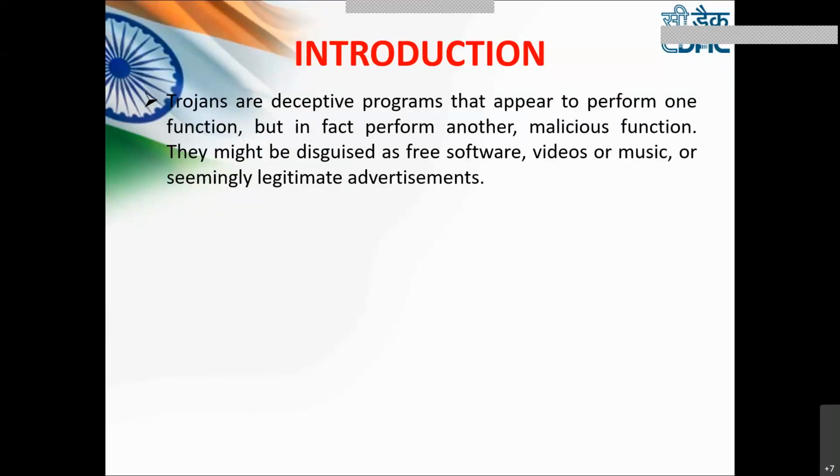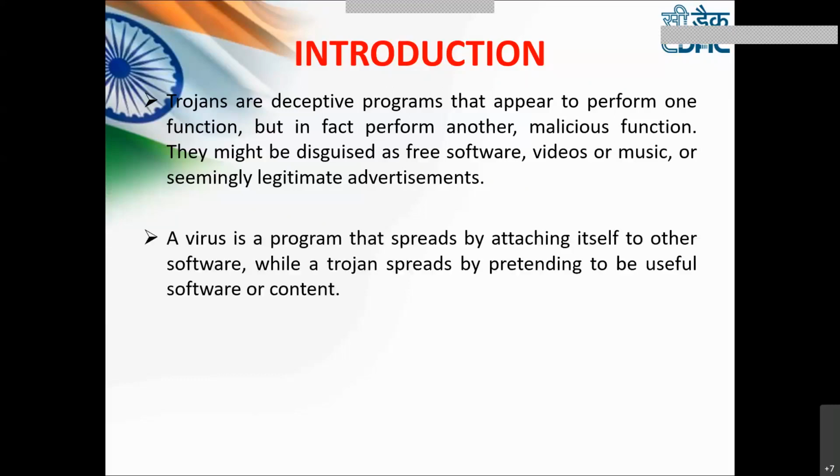So, but in fact, they perform other functions, and they might be disguised as free software, as I told you, and videos or music or seemingly legitimate advertisements. So, a virus is a program that spreads by attaching itself to other software, while a Trojan spreads by pretending to be useful software or content. This is one of the basic differences between a virus and a Trojan.